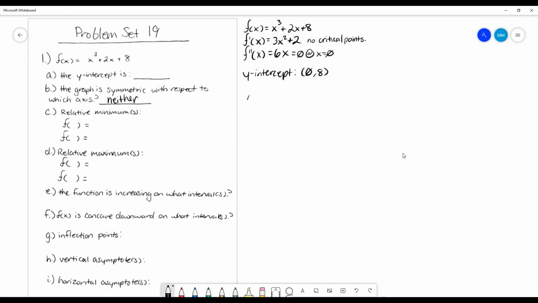So we still want to take a look at our intervals, of course, except now we've just got two simple ones. We'll check if we're increasing and decreasing on each one. So if I plug in a negative 1 to that first derivative, that's going to get 3 times 1 plus 2, which is 5, which is positive, so we are increasing.